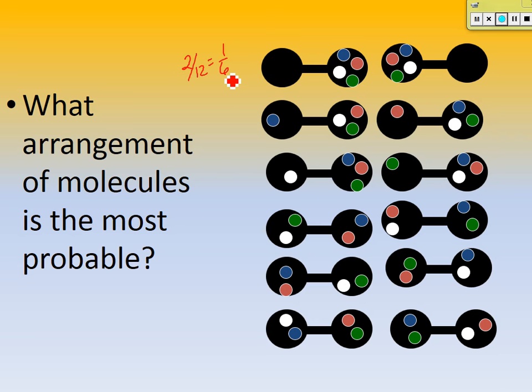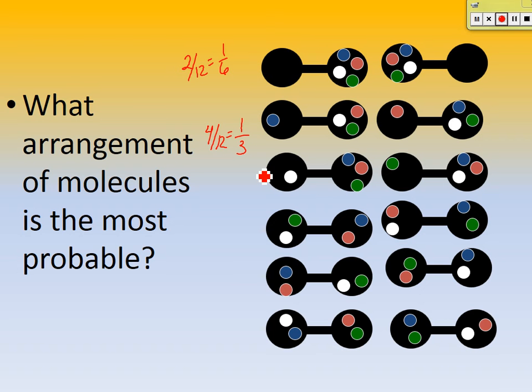17. What's the probability that 3 will be on one side and 1 will be on the other side? That happens here: 1, 2, 3, 4. So 4 out of 12, which is 1/3. A little bit higher probability, right?